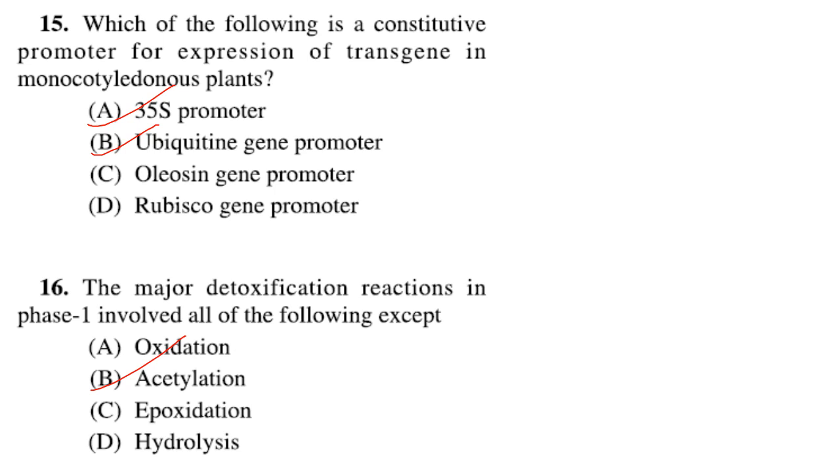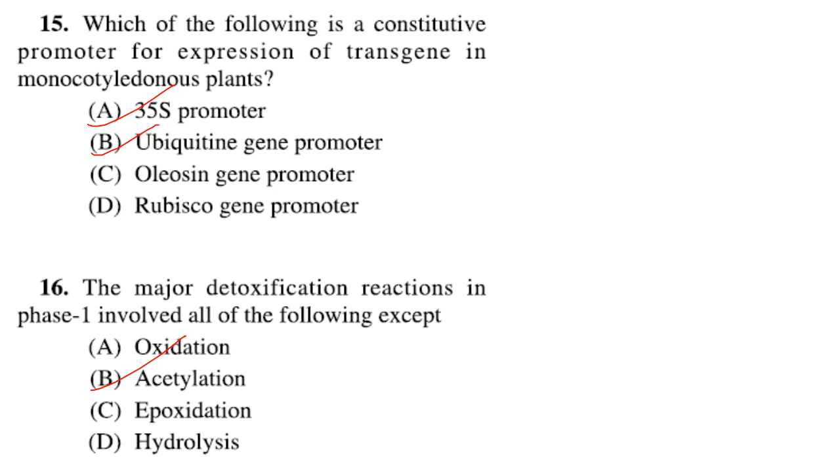So strong constitutive promoters can deliver a high level of expression of the transgene in almost all the tissues, including the developmental stages in a plant. So, which of the following is a constitutive promoter for expression of transgene in monocotyledonous plants? The 35S promoter can be used. Ubiquitin gene promoter can also be used. They both are strong constitutive promoters. So, answer is A and B.